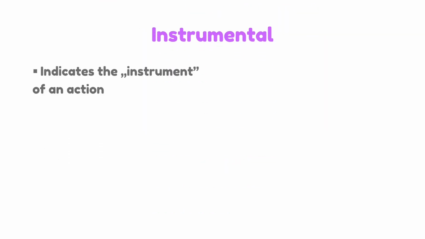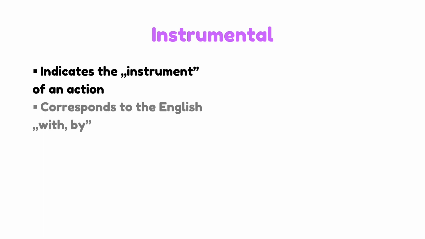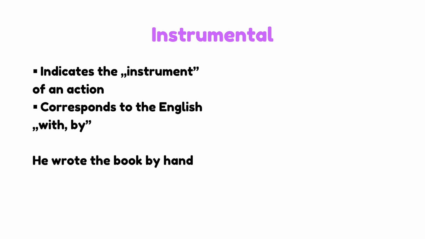Let's look at instrumental. This is one of the most useful ones, I would say. It indicates the instrument of an action. It corresponds to the English with and by. So he wrote the book by hand. By hand would be in the instrumental case. And he and book are in different cases. He is in the nominative and book is in the accusative.